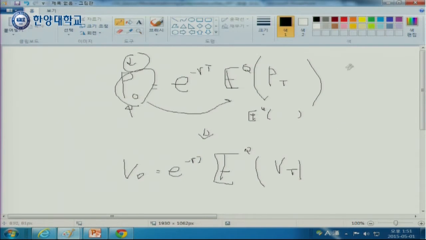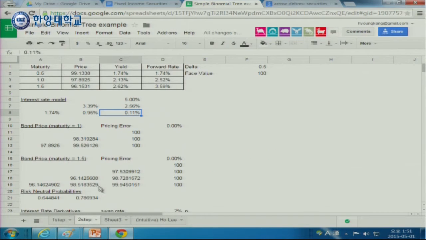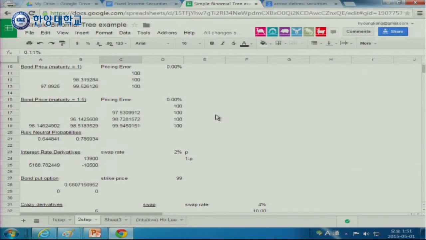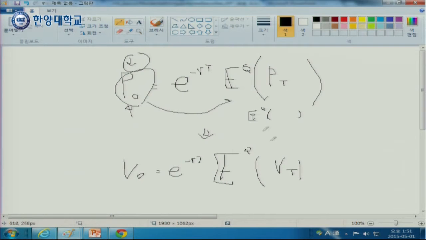So in our example, we use the yield curve, or zero coupon bond prices, in order to calculate risk neutral probabilities. And once we calculate them, we can simply calculate the value of any crazy derivative using those risk neutral probabilities, take the expectation and discount, and we get the price. That's why we call it risk neutral pricing or risk neutral probability.